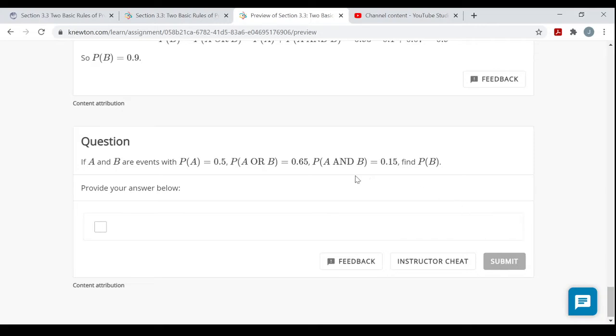Okay, so something very similar. If A and B are events, with the probability that A occurs is 0.5, the probability that A or B occurs, one or the other or both, is 0.65, and the probability that they both occur at the same time is 0.15. What's the probability of B? It's basically the same problem. I'll show you again.